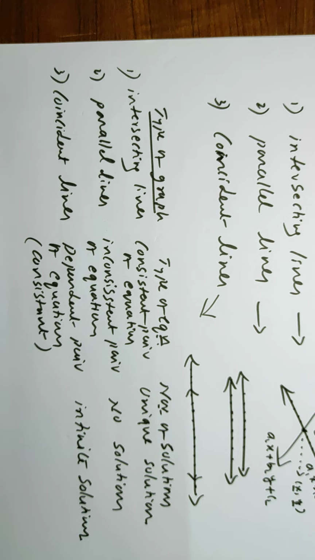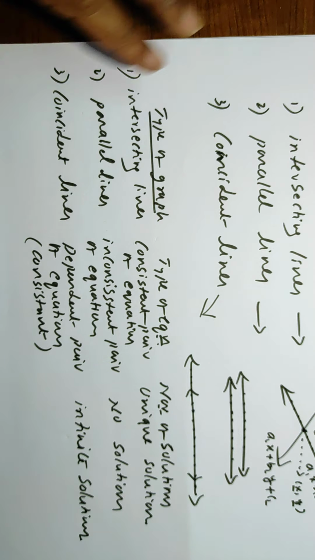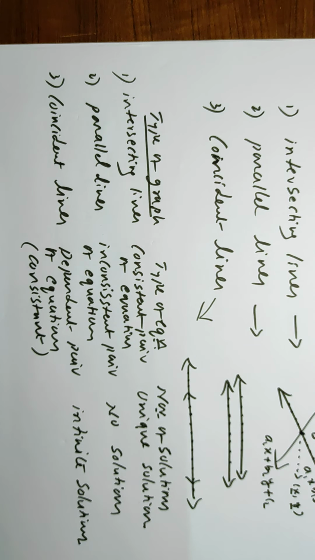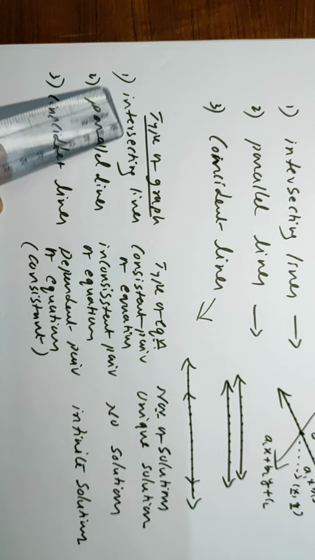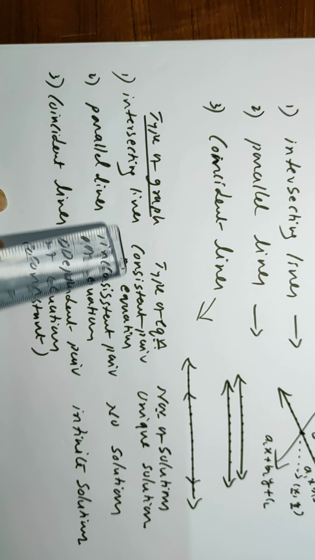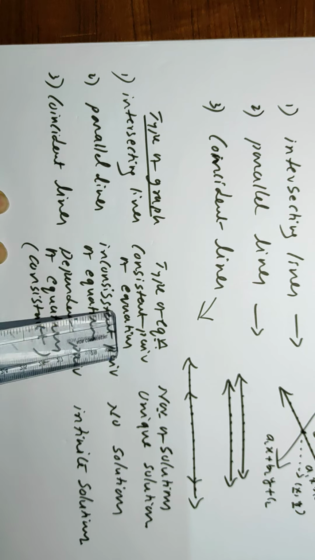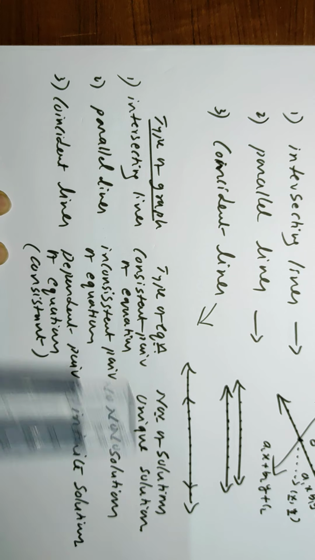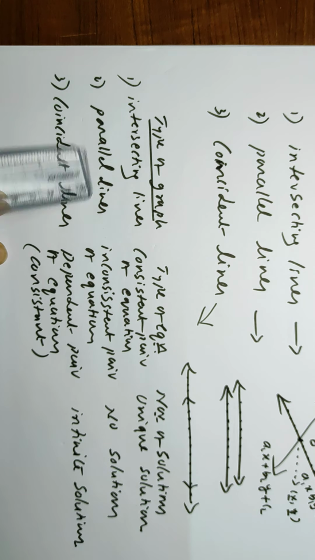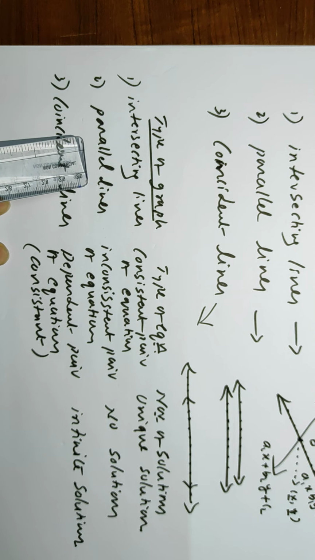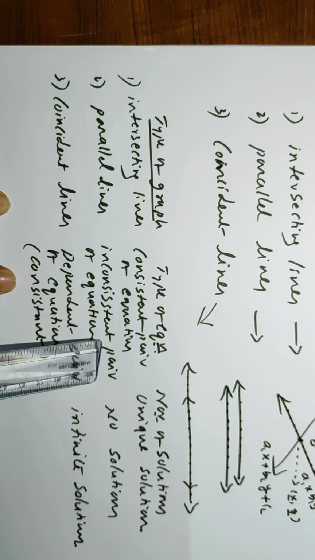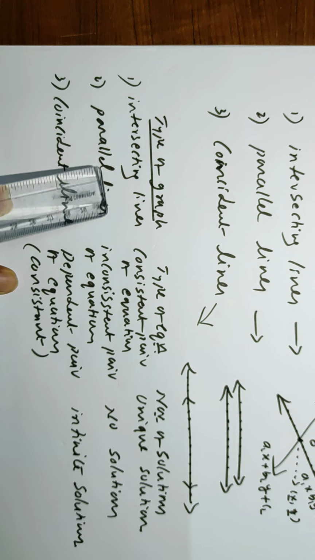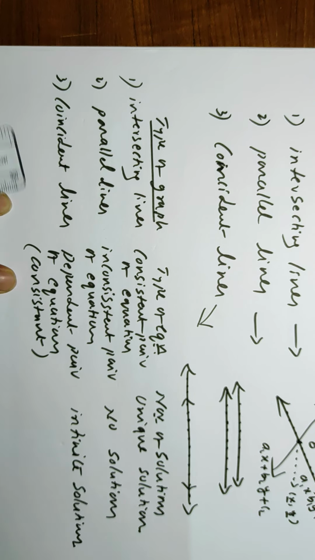See, if we draw the graph for a linear pair of equations in two variables, one of the possibilities can happen. If the graph is intersecting lines, we call the equations as consistent pair of equations, and such equations have unique solution. If the graph drawn is parallel lines, then the equations are called inconsistent pair of equations. Such equations do not have any solution.